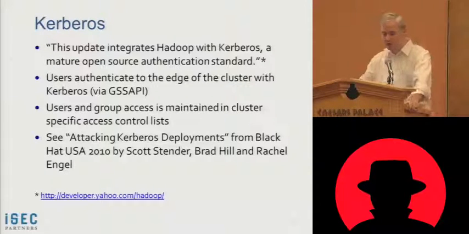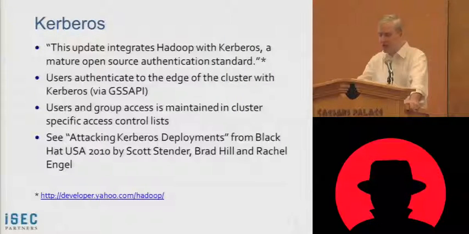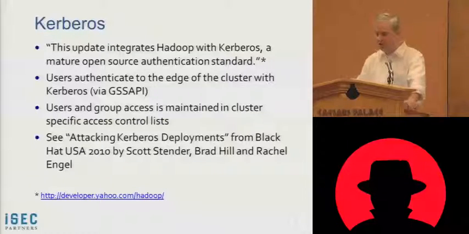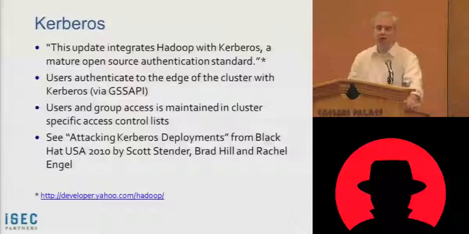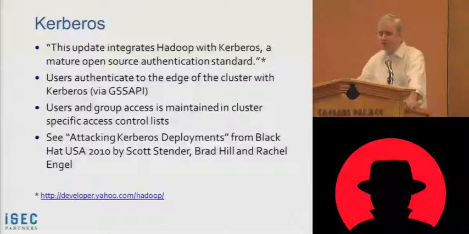So to quote the developers, or actually probably some PR person somewhere, this update integrates Hadoop with Kerberos, a mature open source authentication standard. Right? So the developers chose to use Kerberos via GSS API to authenticate to edge services. I was talking about the job tracker earlier. When a user connects to a job tracker, they're authenticated, and then the operating system principals are matched to a set of user and group permissions. These user and group permissions are stored in flat text files on the job tracker.